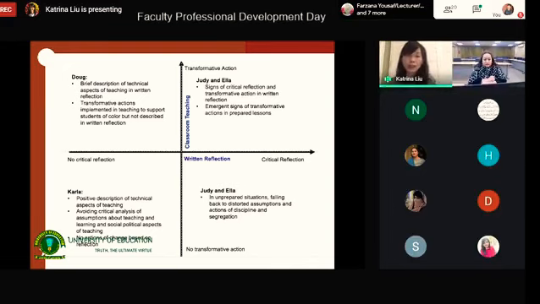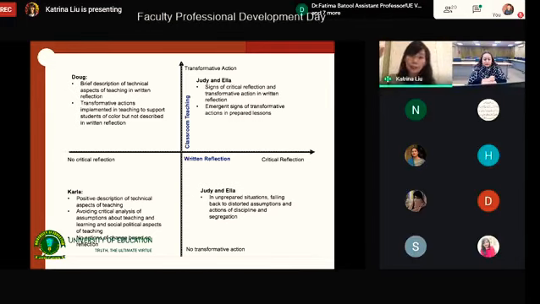So the bottom is no transformative action. That means there are two possibilities. Number one is they didn't talk about actions. They didn't show any actions in their teaching. And then on the top is they did talk about actions, they reflected about solutions and actions, and they actually implement transformative actions.